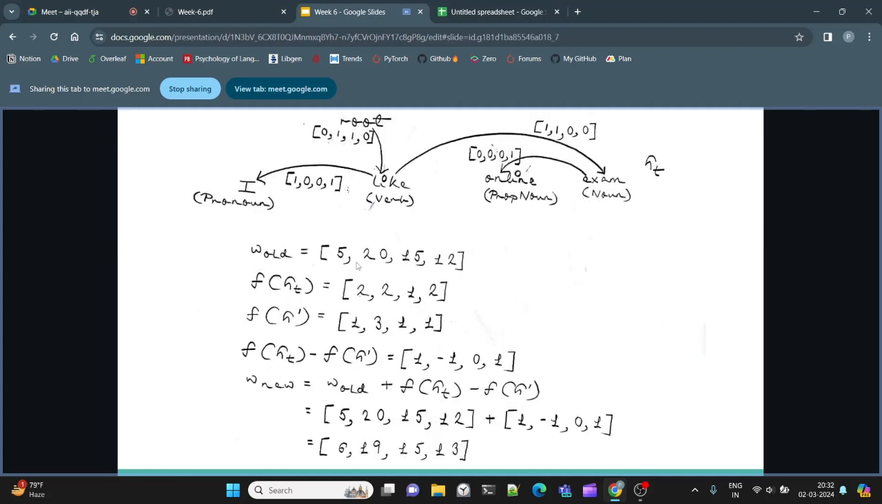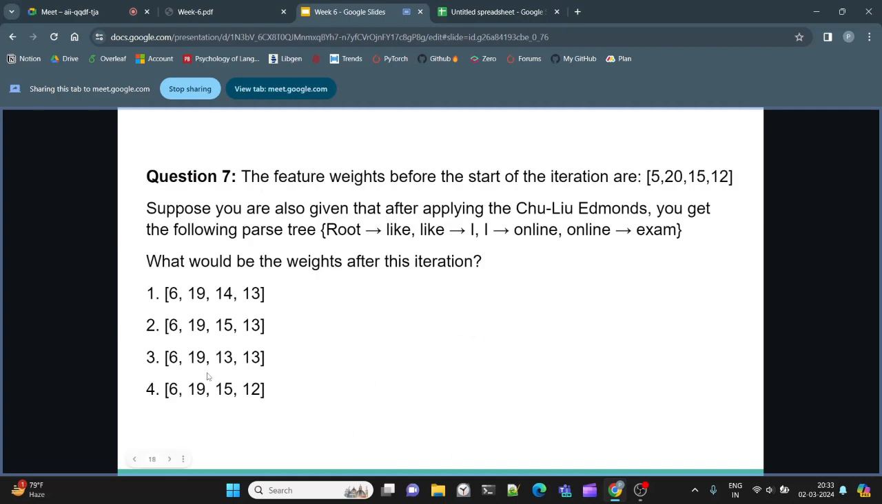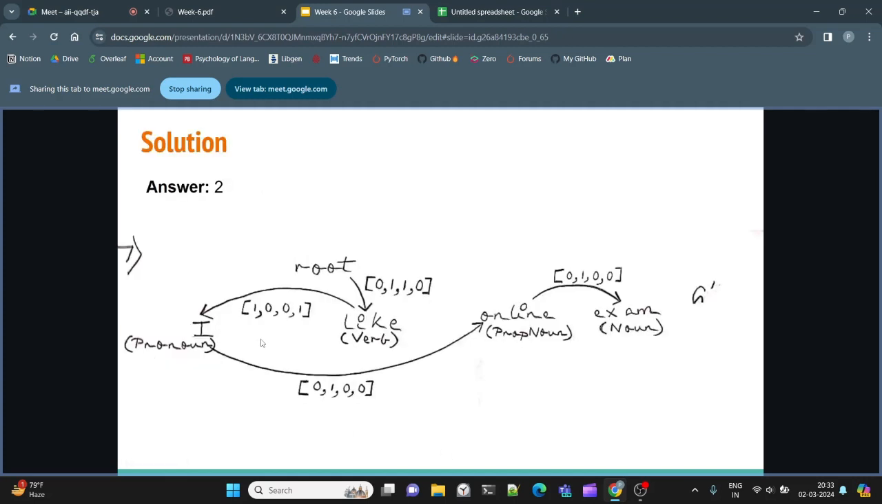Okay, and W old was given to us. It's 5, 20, 15, 12. It was given in the problem. Now we simply plug in the values in the formula. So this one plus you take the difference of these two. How is the feature different? How much does G dash differ from the gold standard? So you simply take the difference and you find the new updated weight. So it would be 6, 19, 15 and 13, which is this one, option 2.